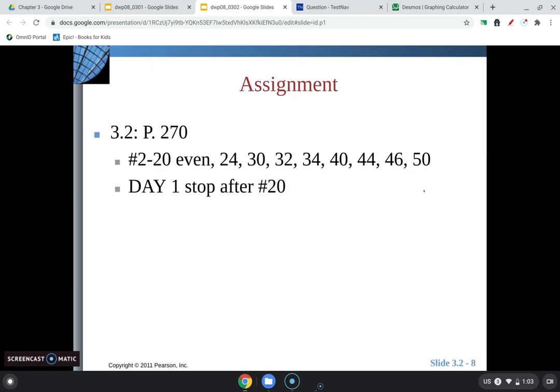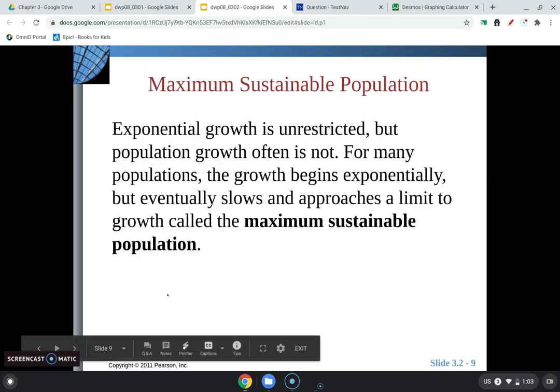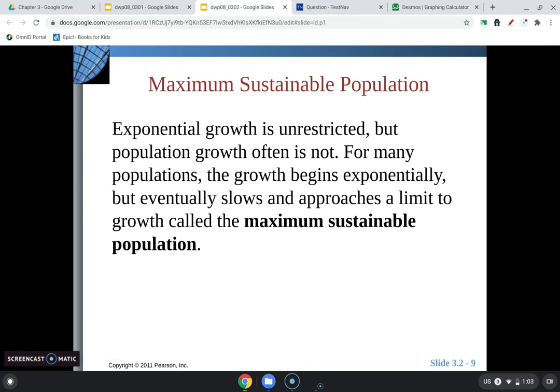Okay, day one stuff. A couple other things I want to talk about now with day two. Maximal sustainable population. Exponential growth is unrestricted, but population growth often is not.